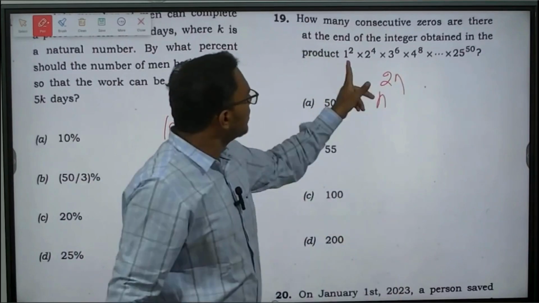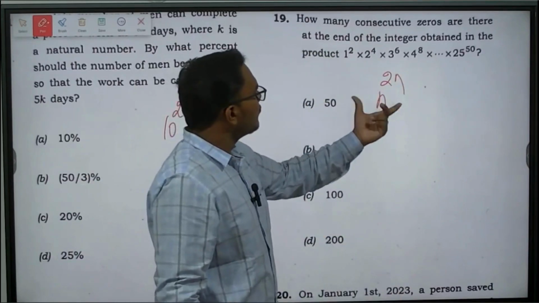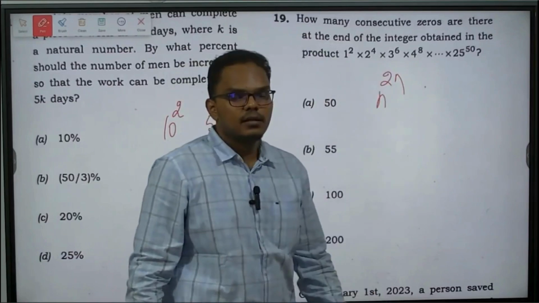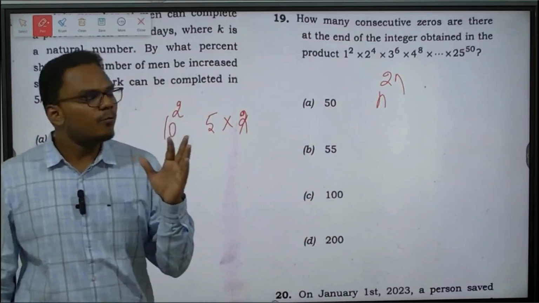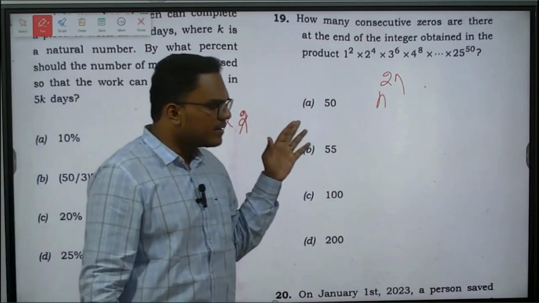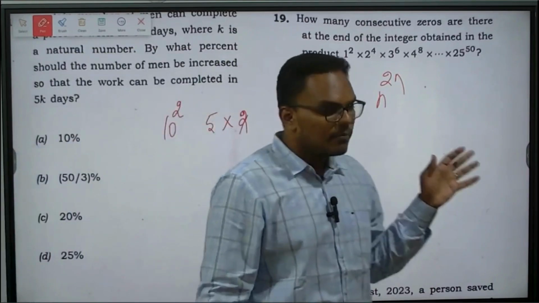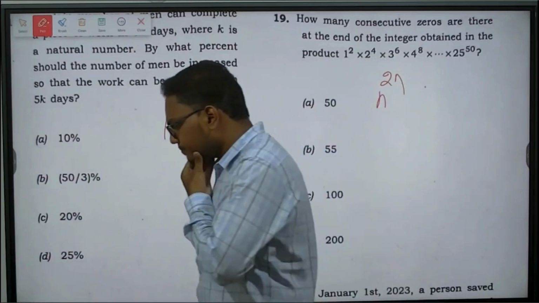If you put n as 1, you'll get 1 square. If you put n as 2, you'll get 2 power 4. If you put n as 3, you'll get 3 power 6. Okay, so now first what you need to do is find the possible places where I can get powers of 5.